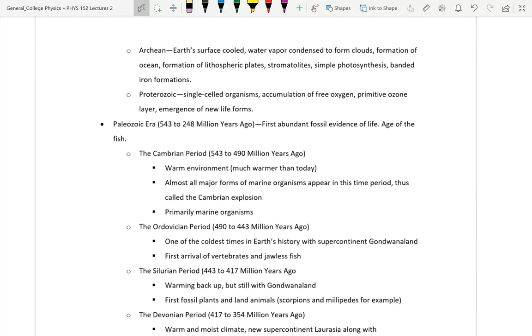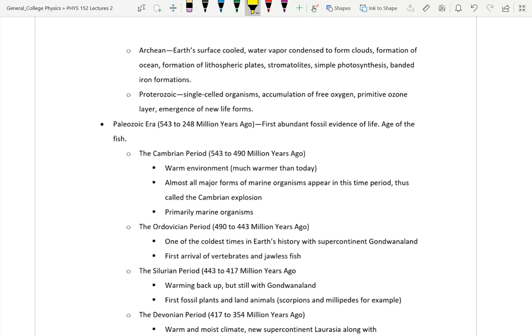Okay, then we had the Archean. Remember I said archaic is our root word there. During this period, the Earth's surface cooled, and you start having condensed water vapor. Then the Proterozoic is when you have the first prototypes of life, the first single-celled living organisms.